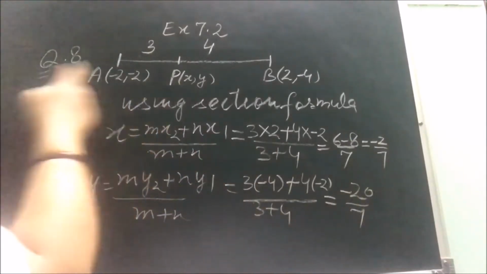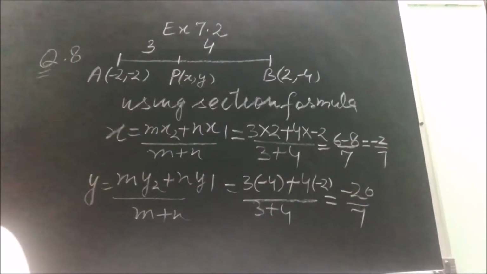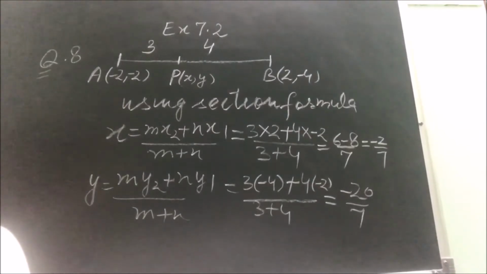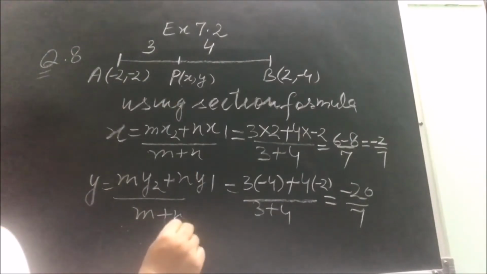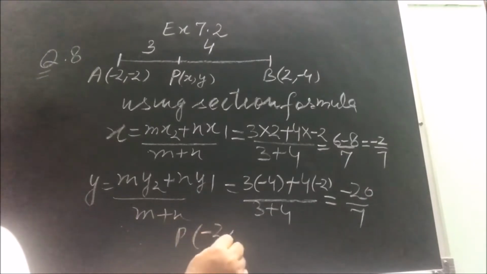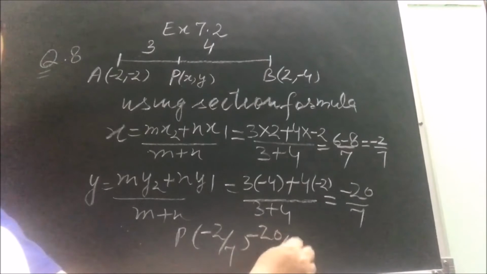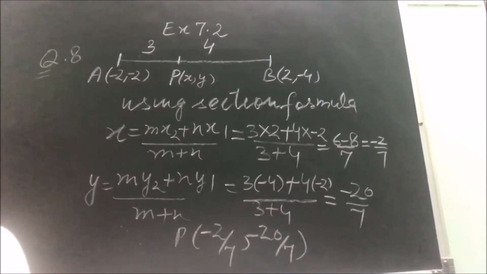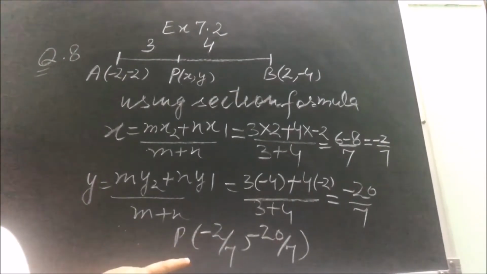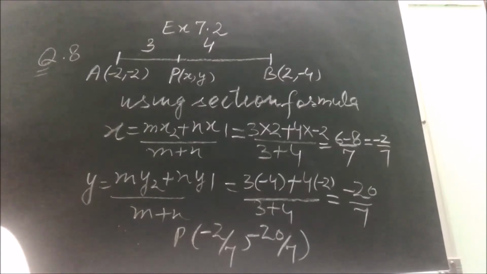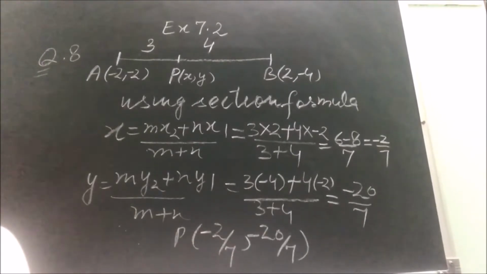So the coordinates of the point which divides the line segment in the ratio of 3:4 are minus 2 by 7 and the y coordinate is minus 20 by 7. So this is the required coordinates of P which divides the line segment in the ratio of 3:4.